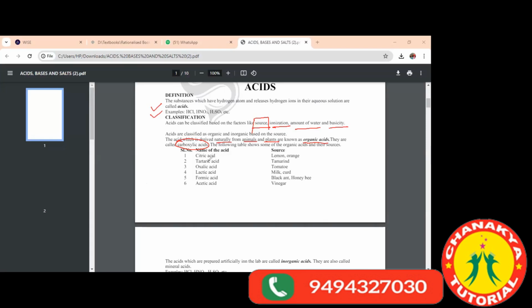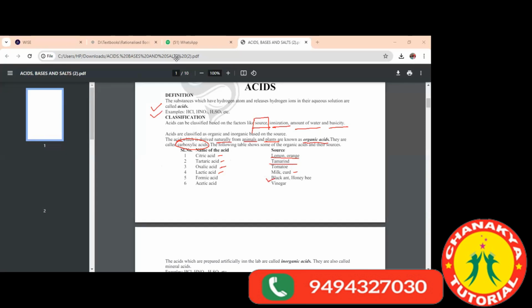First one is citric acid. Where is citric acid present? It is present in lemon or orange. Then next one is tartaric acid. Where is tartaric acid present? In tamarind. Tamarind, everybody aware? What is a tamarind? Right? Next is oxalic acid. Oxalic acid is present in tomato. Oxalic acid is present in apple as well. Then the next is lactic acid. It is present in milk and curd. Then formic acid. It is present in black ant, honeybee, right? When a honeybee bites us, you get a burning sensation, right?